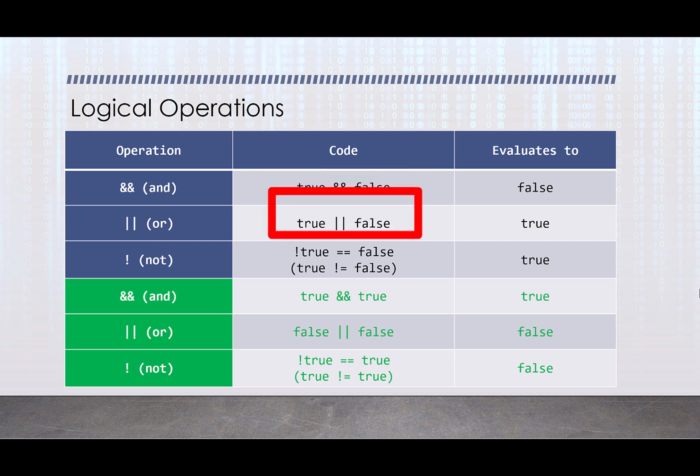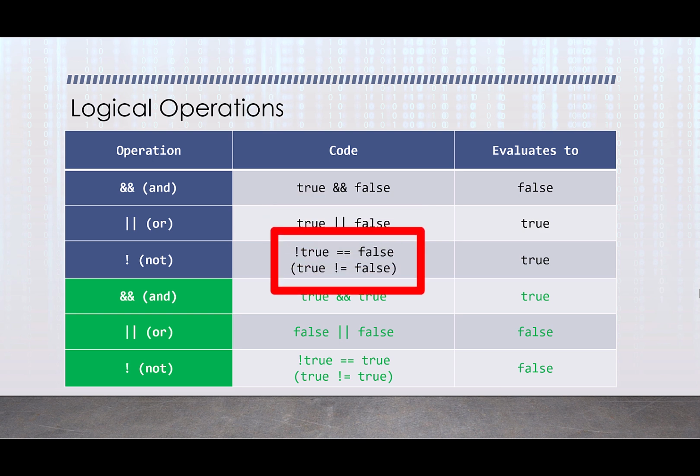Look at the next row though. Apples are food or cars are food. Well, yeah, that's true. Part of it's not, but the whole thing is true because we said apples are food or cars are food. Well, that's actually a true statement. Next one, we can say not true is equal to false. That is a true statement, right?